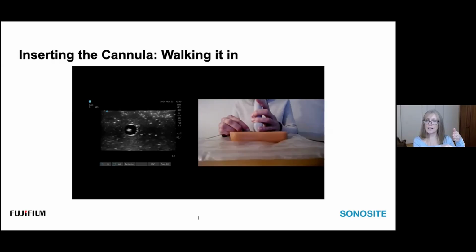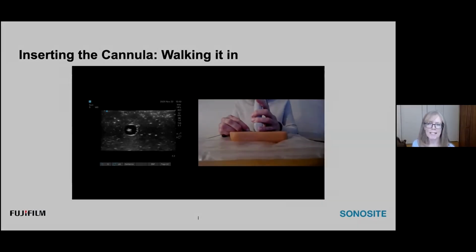You can, in some circumstances, use the cross-sectional view for cannulating, and then when you're done, do a longitudinal view to check placement of it. I hope that makes sense to you.